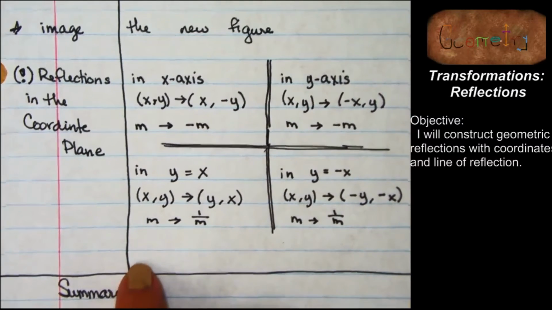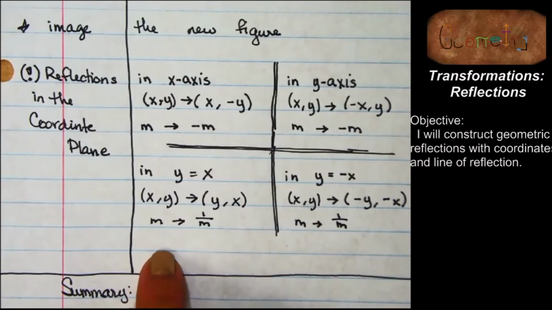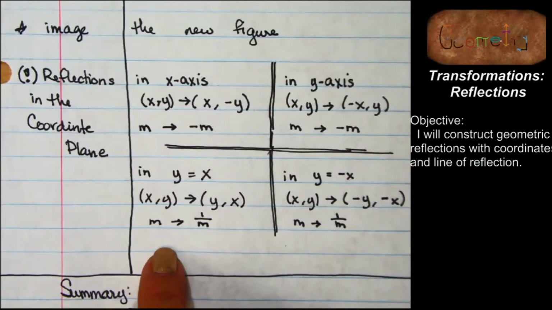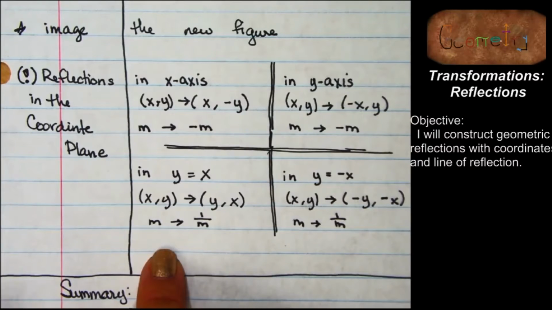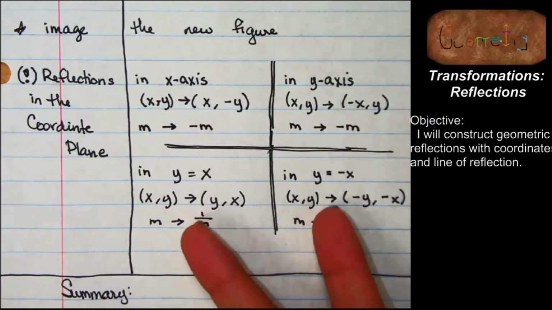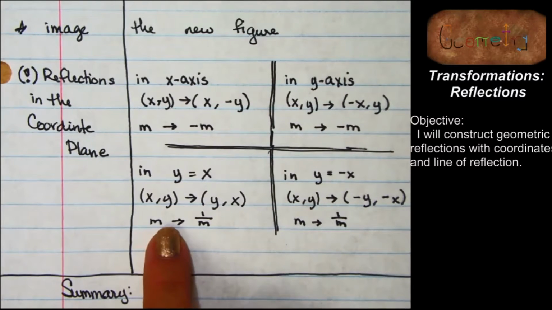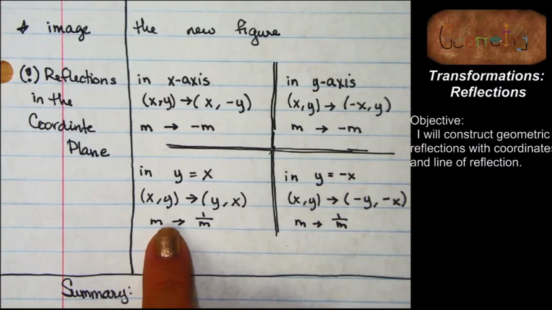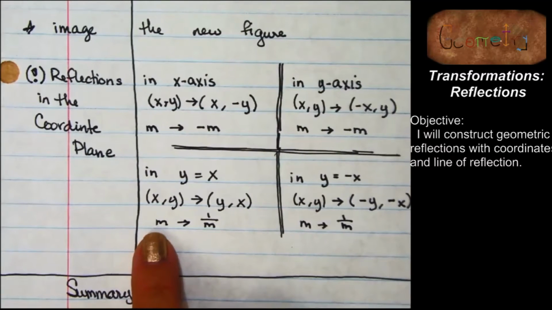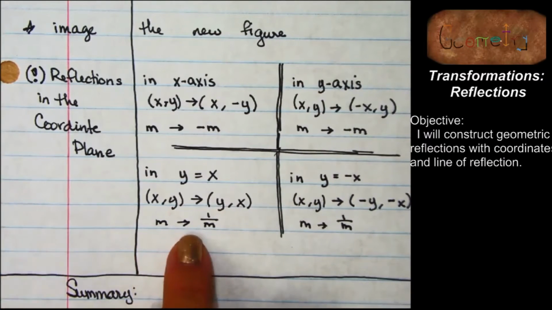Very nice. If we're reflecting it in the line y equals x, what happens to the coordinates? They're flipping. What was x is now y, and what was y is now x. But look at the slope. What's happening to the slope? The slope became a division. Yeah, if we had our slope as m over 1, we flipped the fraction to make it 1 over m.